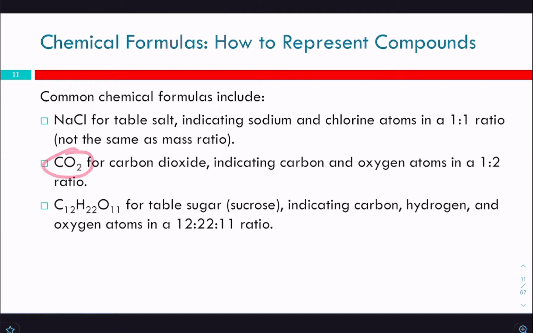For CO2 or carbon dioxide, we have carbon and oxygen atoms in a 1-to-2 ratio. So 1 being the carbon and the 2 being the oxygen. In something like table sugar, we have a lot more atoms: 12 carbons, 11 hydrogens, and 11 oxygens. So for table sugar, you'll always have that proportion of each of those elements.